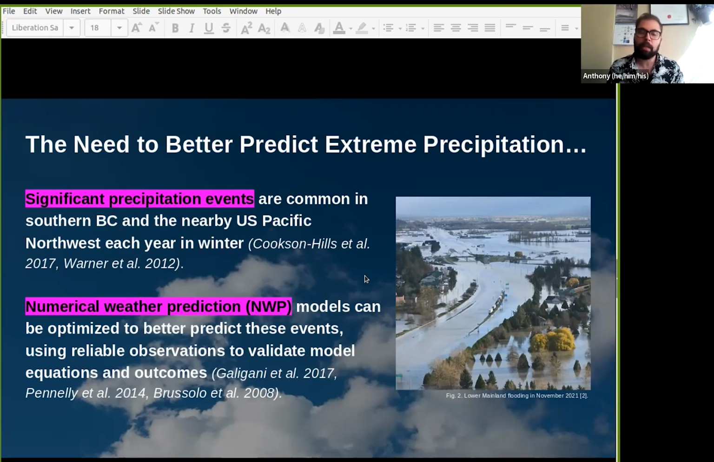Here in Canada, given the complex terrain, particularly in Southwest BC, but also in other areas of the country, that's not always possible. So we want to think about other kinds of observation sources, particularly and ideally spatially, that we could use to assess weather forecast model performance.